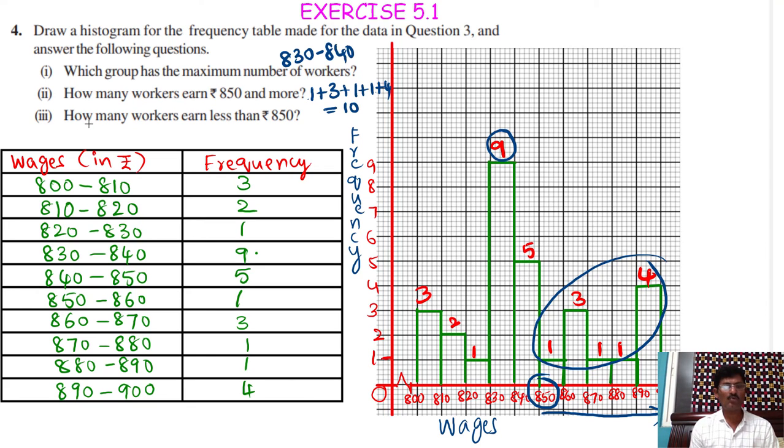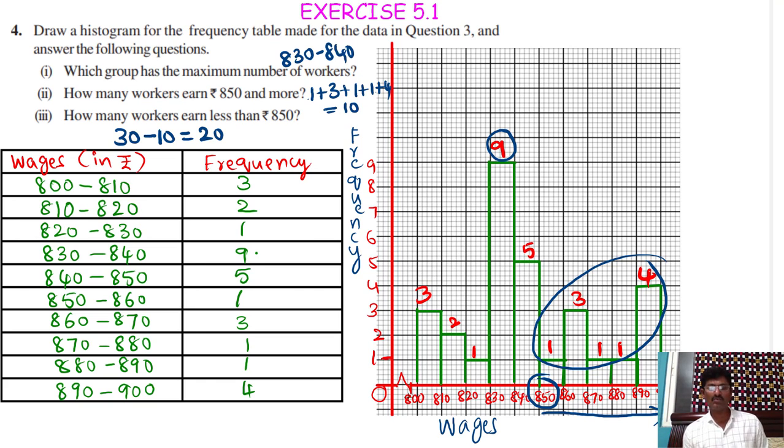Next, the third question is, how many workers earn less than 850? Actually we know that the total number of workers is 30. Out of 30, from the previous question we can understand that 10 members are earning 850 or more rupees. So the remaining 20 people will earn less than 850 rupees. So the answer is total number of workers 30 minus the 850-or-more earning workers 10, which is equal to 20.